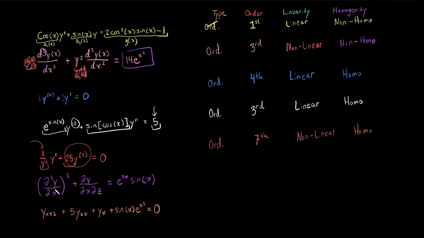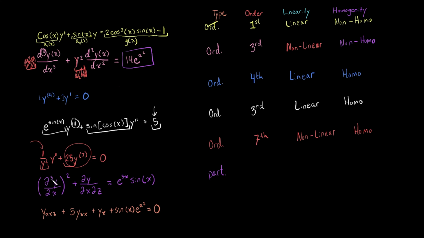We'll notice that we have the third partial of y with respect to x to the second power plus the partial of y with respect to x and z is equal to e to the 3x times sine of x. If we look at our type here, this is an ordinary differential equation that's actually quite extraordinary. We call it a partial differential equation. This is a partial differential equation.